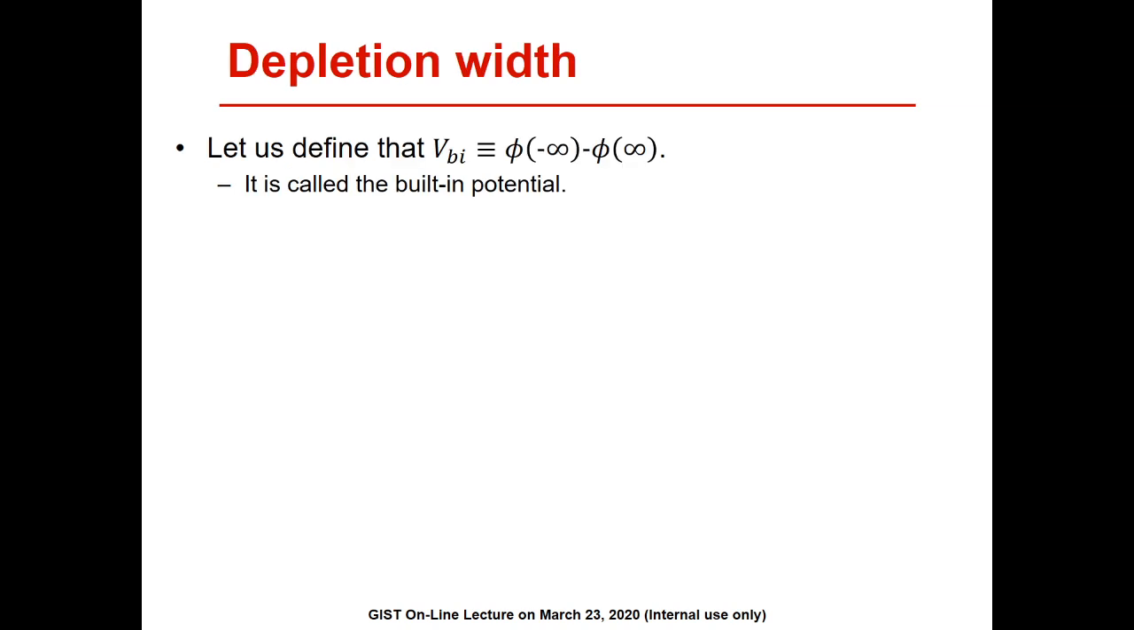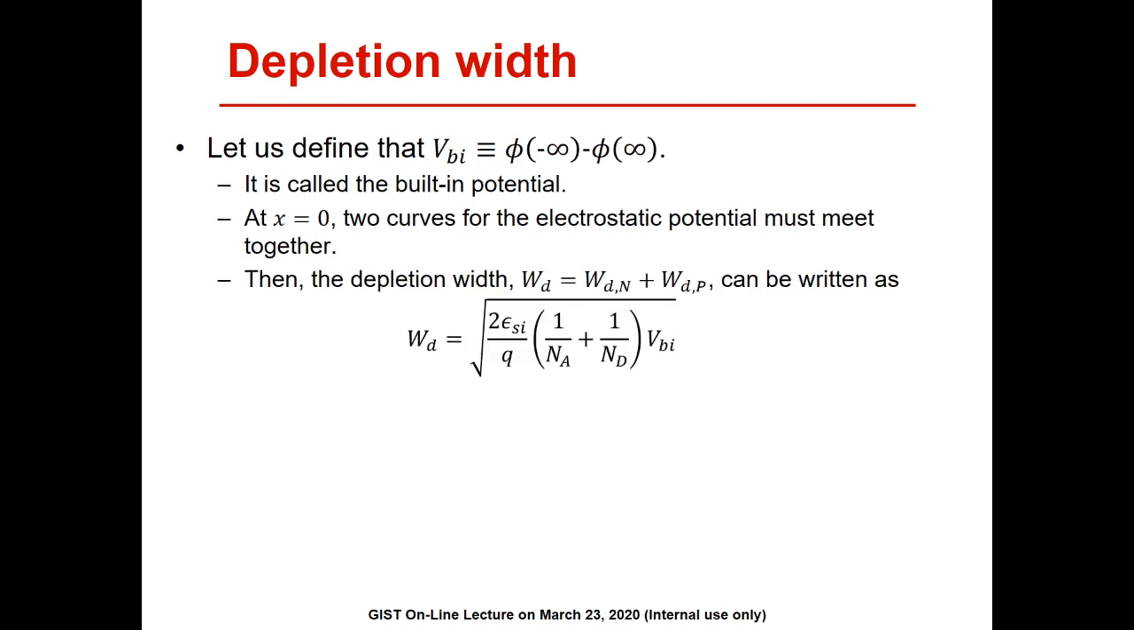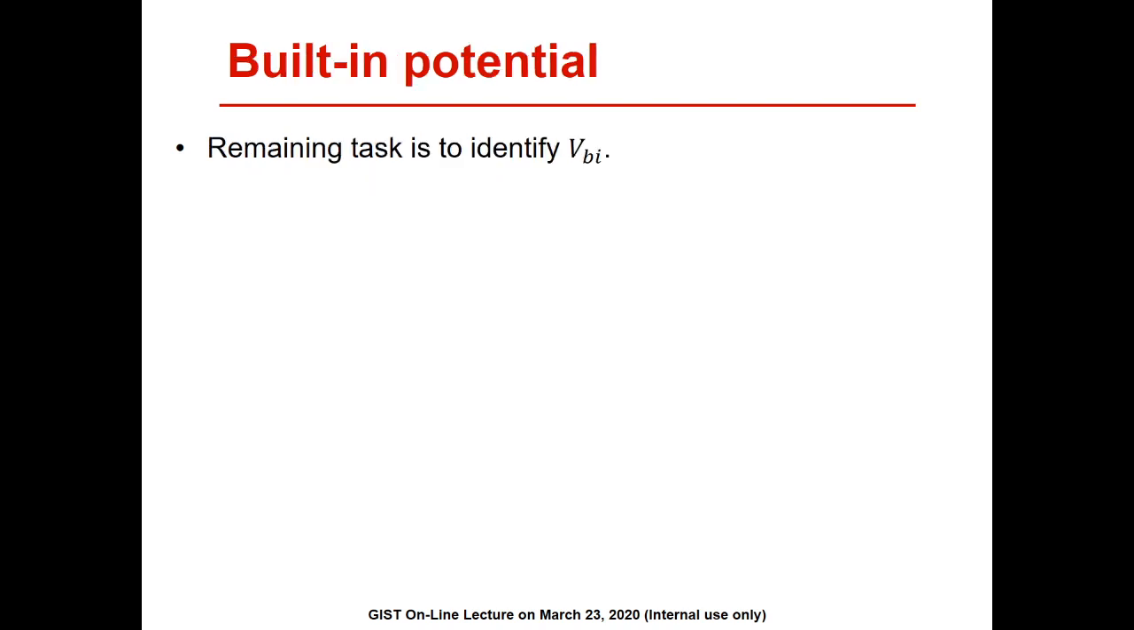Let us define the built-in potential, which is the potential difference across the junction. At the junction, two curves for the electrostatic potential in the last slide must meet together. By using this fact, the depletion width can be written in this form: square root of some quantities. Note that epsilon silicon and q are given parameters. Also, we know the dopant densities. Therefore, the remaining task is to identify the built-in potential.